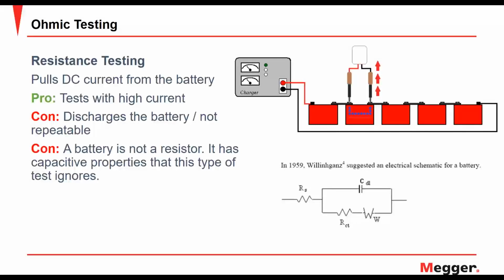Another con is that the battery is not just a resistor. As discussed earlier, it has a capacitive double layer, and this type of test will not be able to measure these capacitive properties of the battery.